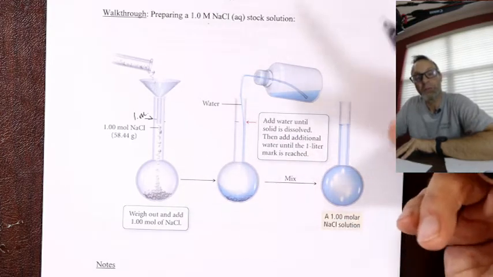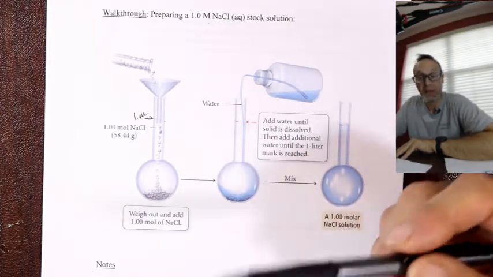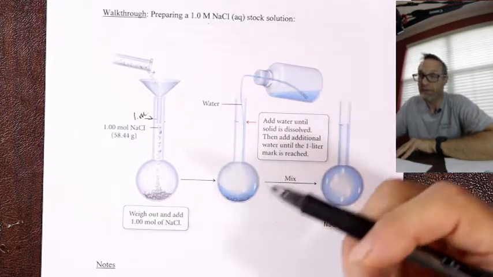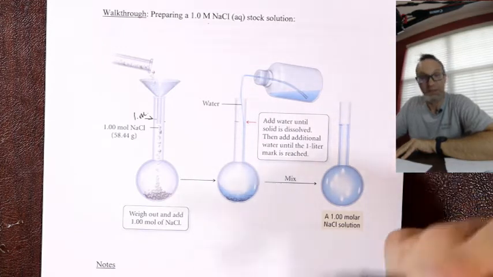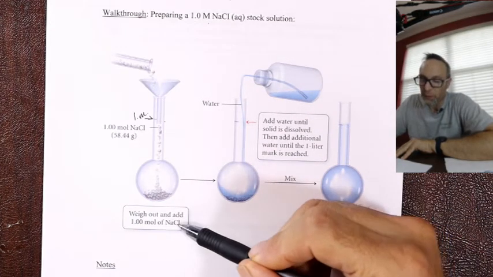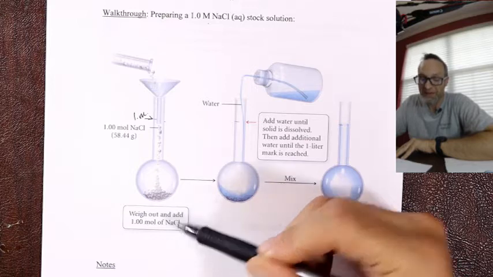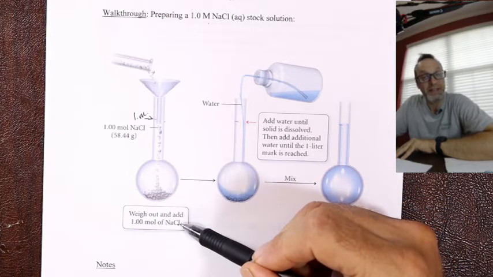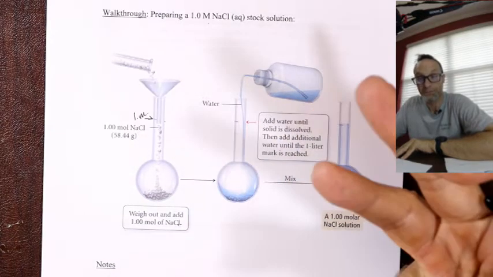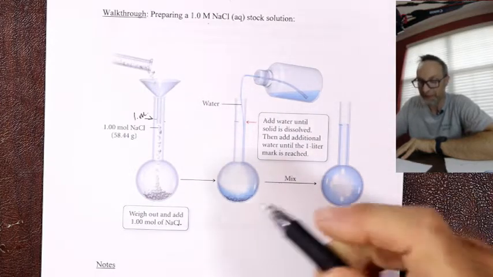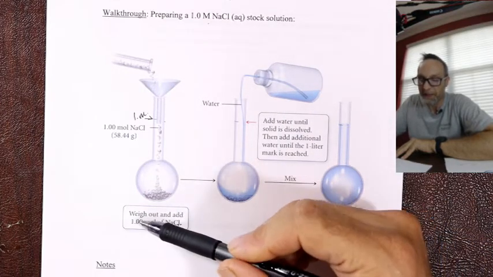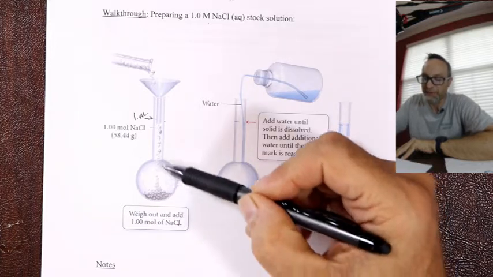So how do we make a 1 mole per litre sodium chloride solution? Well, we weigh out 1 mole, 58.45 grams or whatever it is, the molecular weight, of solid NaCl. It's very similar to what you did with your KHP, right? You weighed out a certain number of moles of that. Okay, so 1 mole of NaCl, in it goes.